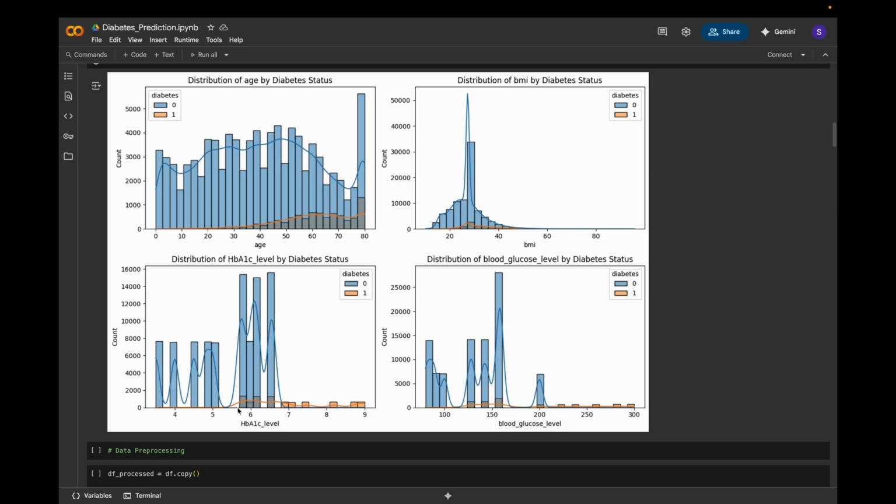It usually starts at around 5.8 and goes to about 9. Then we have the distribution of blood glucose level by diabetes status. So it starts off with around 120 blood glucose level and it goes to about 300. So yeah.